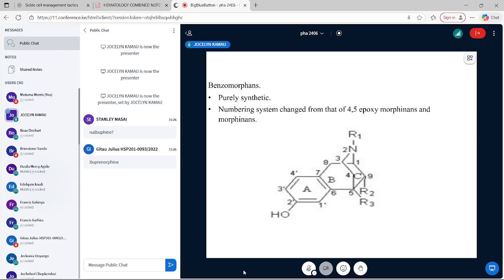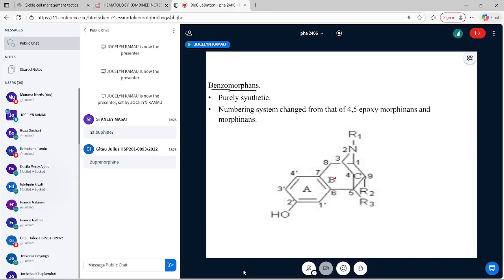So we move on then to the benzomorphans. And remember, we said morphan is ring B and D, the former ring B and the former ring D. Is that what we call the morphan? And then we put the benzo because of that.